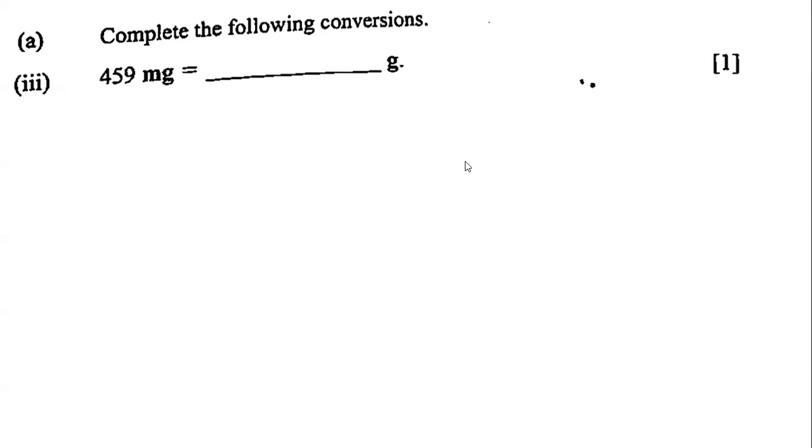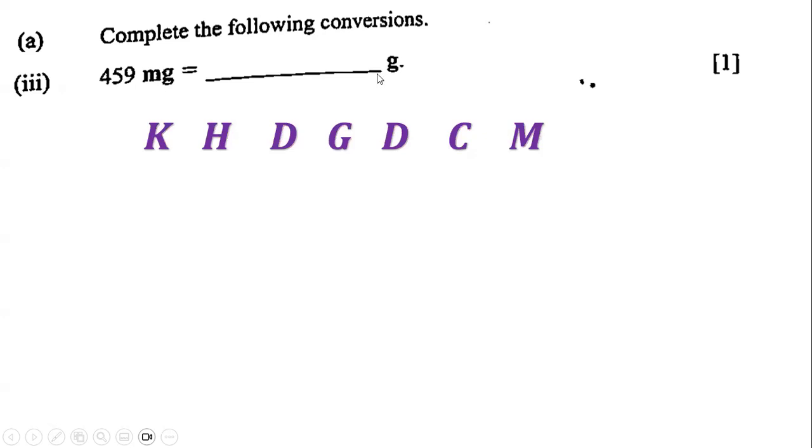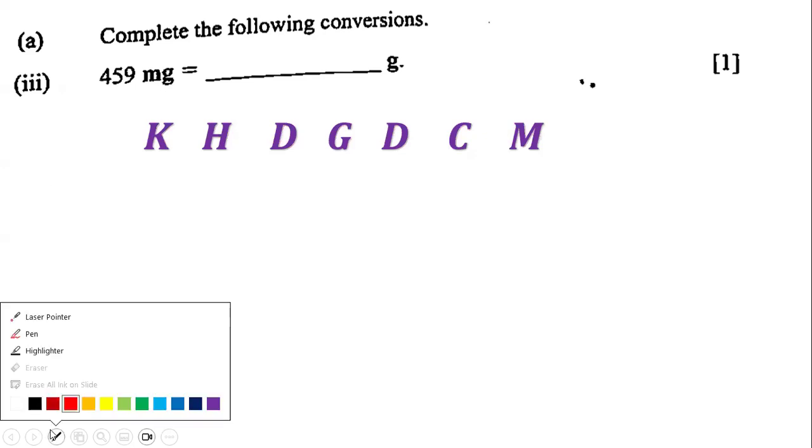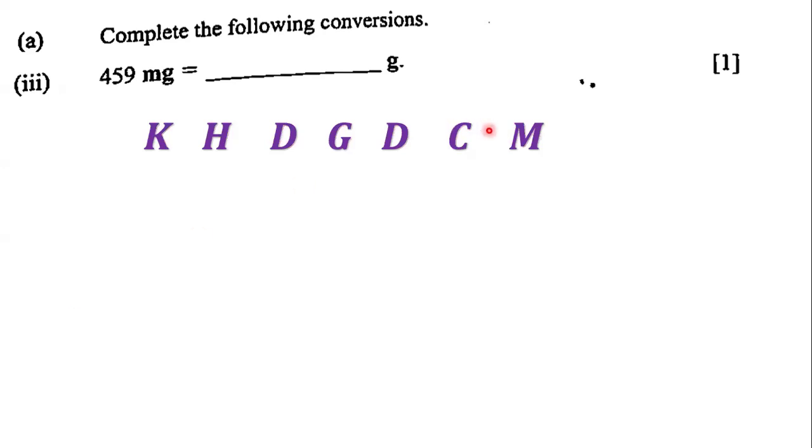So basically, we are going to use this acronym: King Henry Died By Drinking Chocolate Milk. The idea here is that we're moving from milligrams to grams. When we say milligrams to grams, think like millimeter to centimeter. So how many times are we going to move over? We're going to move over 3 times. Very good. 1, 2, and 3.